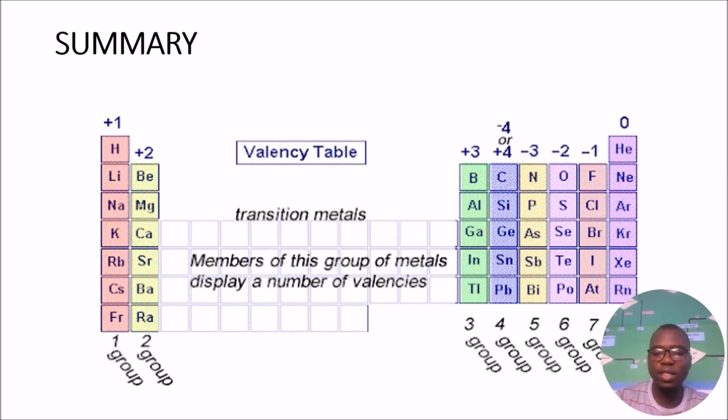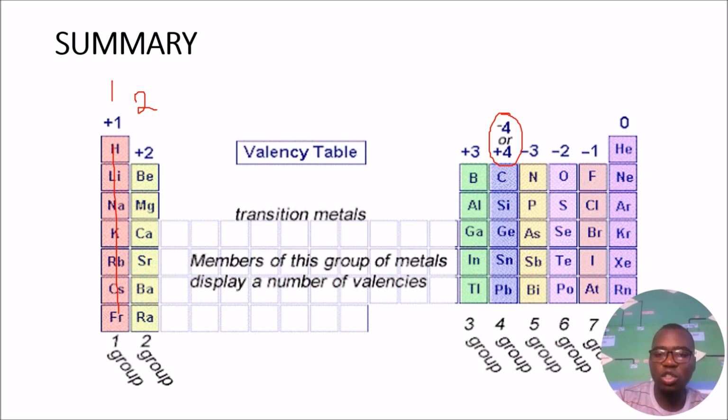Let's look at the summary when it comes to determining valencies. We said group 1 has a valence of 1. Group 2 has a valence of 2, which means beryllium has a valence of 2, magnesium 2, calcium 2, strontium 2, barium 2, and radium is 2. So all the elements that are in group 1 have a valence of 1. All the elements in group 2 have a valence of 2. In group 3, they have a valence of 3. In group 4, they have a valence of 4, and this is as a result of sharing.